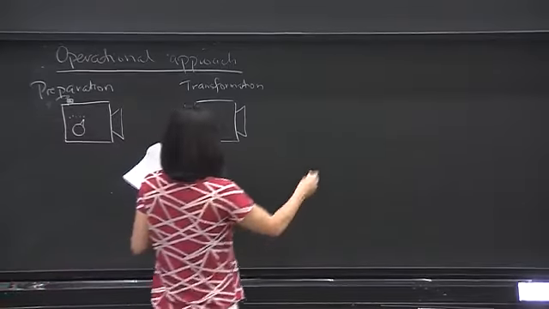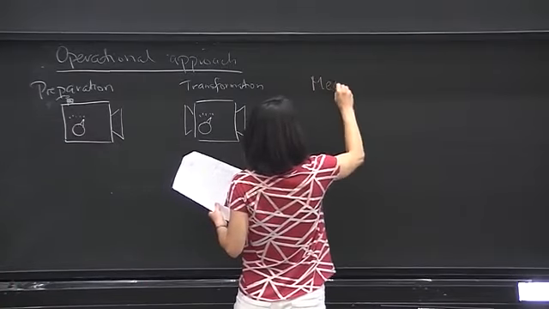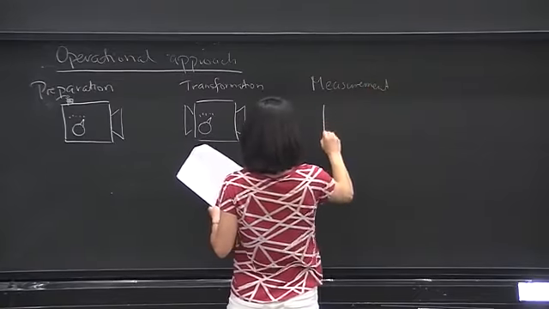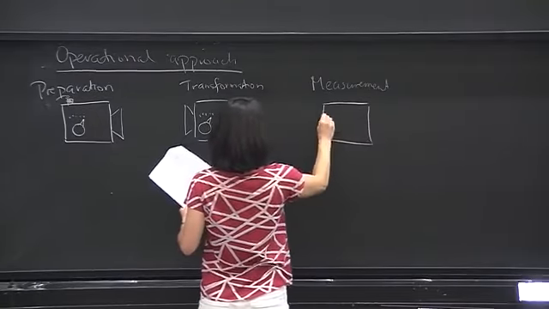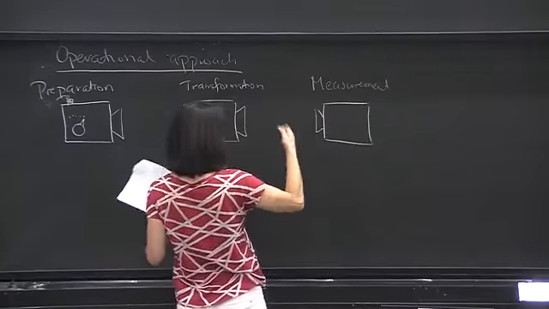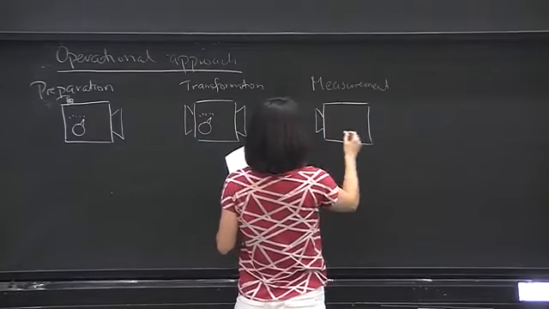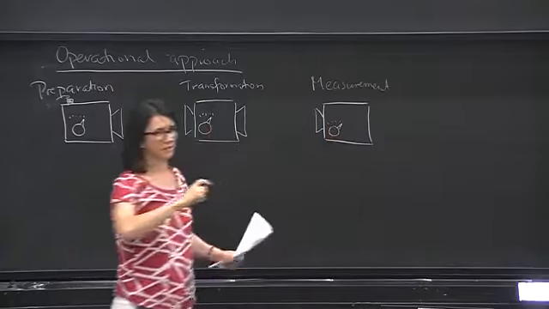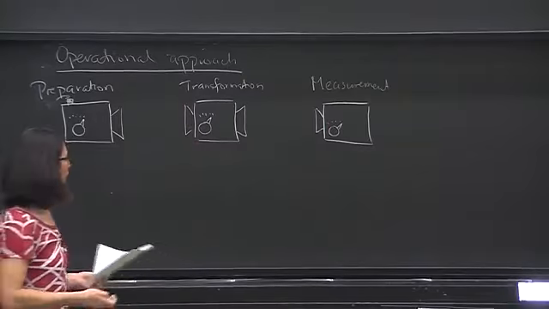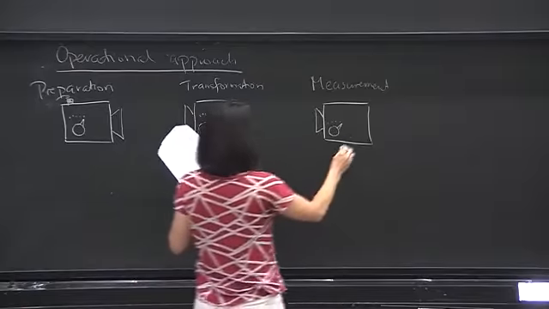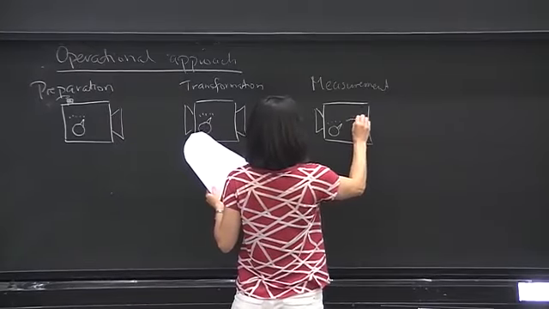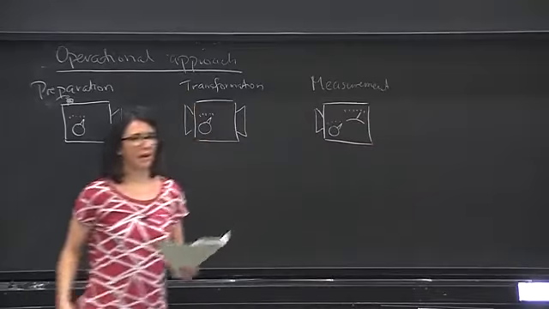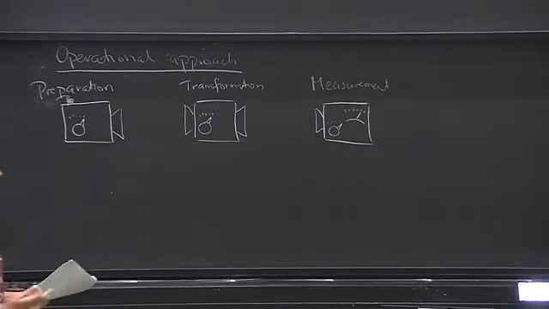And then the final box is the measurement box. So the measurement box has some input. It has a knob that you can turn to choose the measurement settings, but it also has an output. So it has some sort of dial that then tells you what the measurement results were.